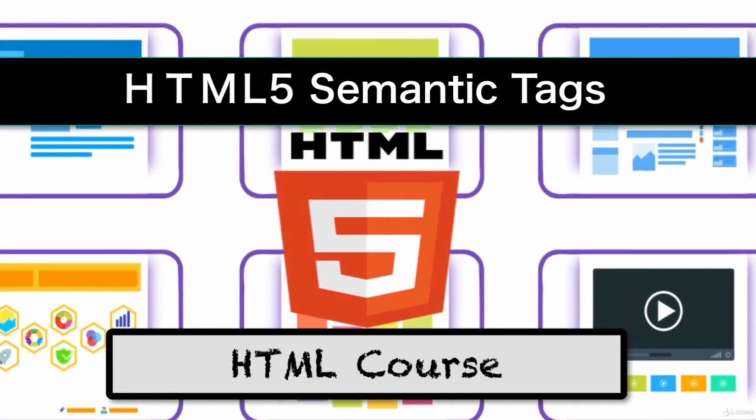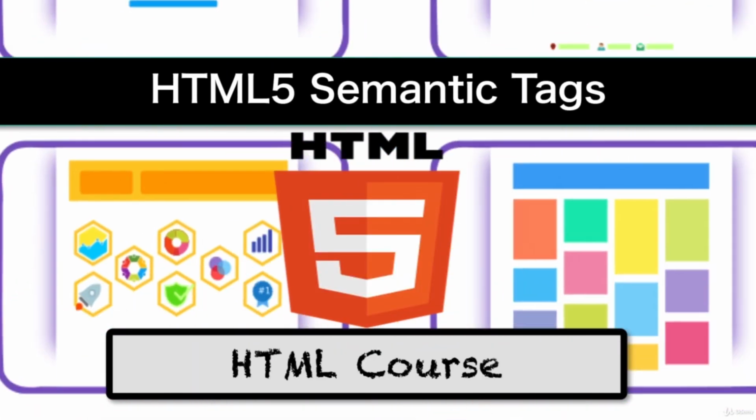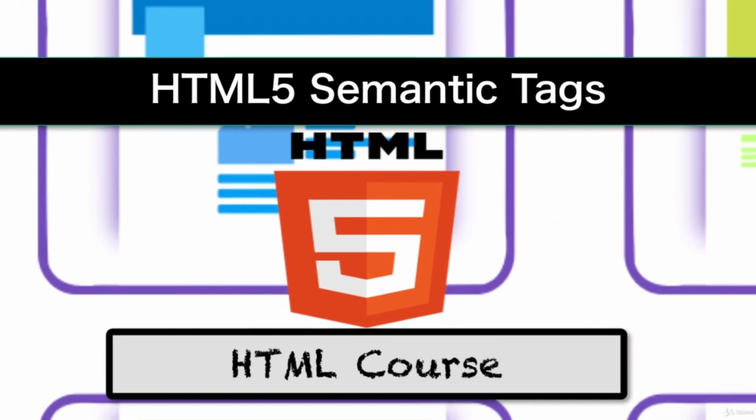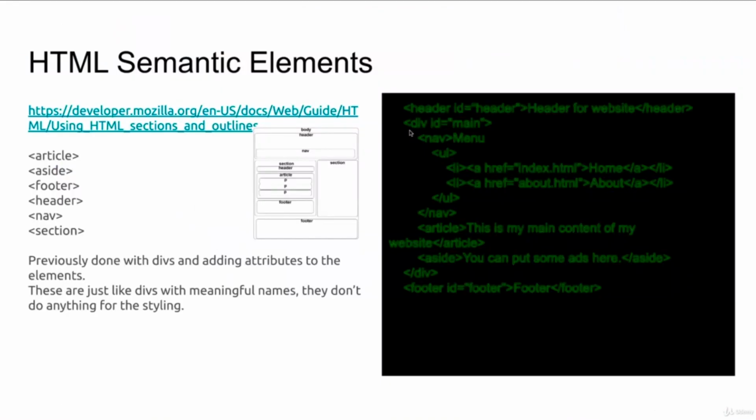With HTML5, we got the introduction to more semantic element names. And as you can see in this example, instead of just using a bunch of divs and giving them IDs, we've got more meaningful tag names, such as the header. We've still got our div, we've got nav for the navigation, we've got article for main content, aside, if you want to put a side menu here, section, and then the footer at the bottom.